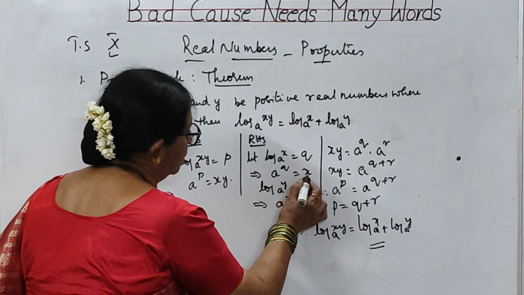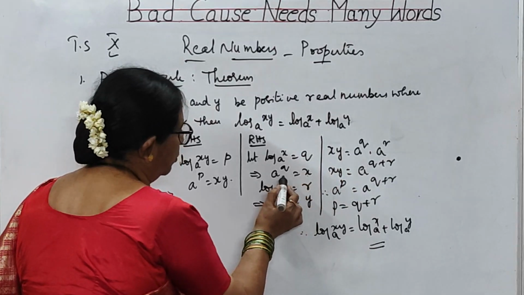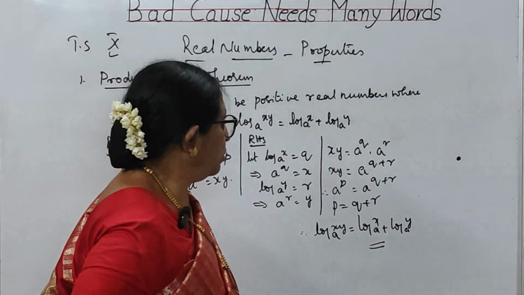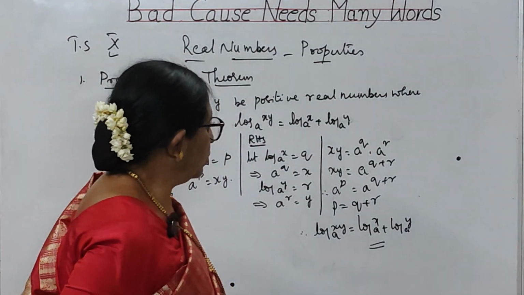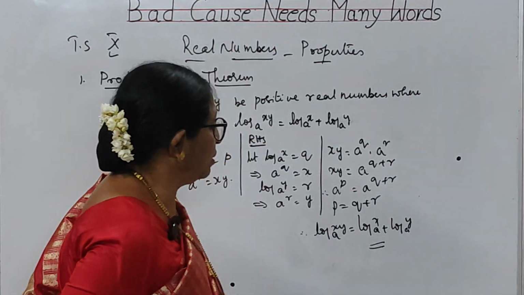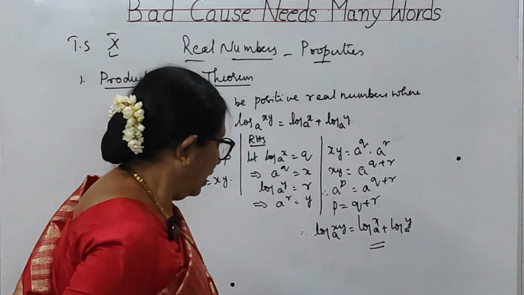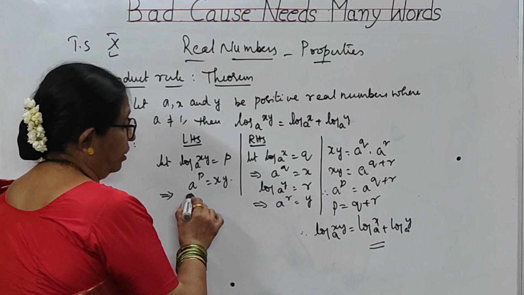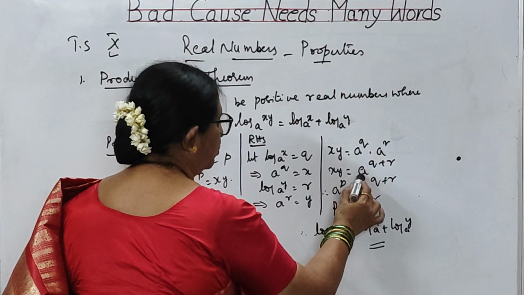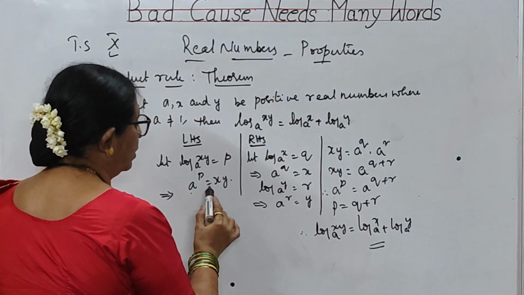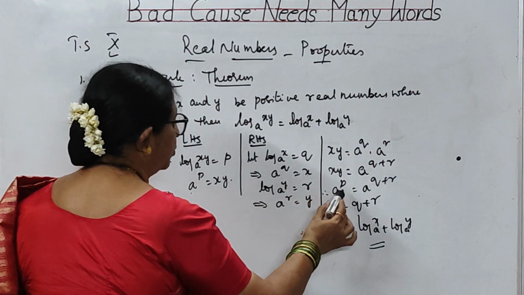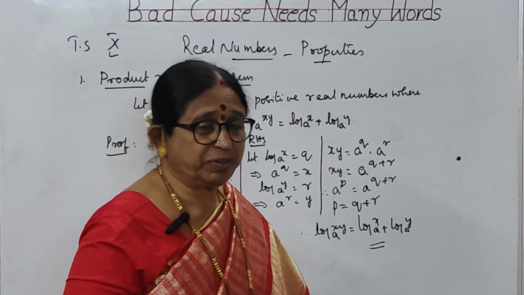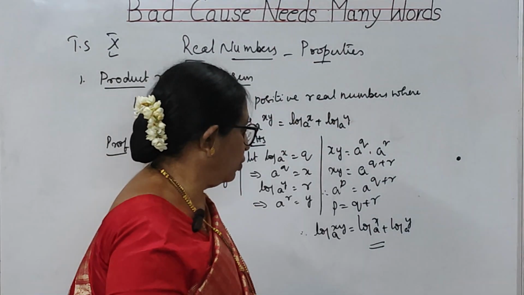So when you are multiplying this x into this y, a to the power of q into a to the power of r. When bases are the same and multiplied, powers should be added. So a to the power of q into a to the power of r can be written as a to the power of q plus r. And already we know that xy is equal to a to the power of p. Here xy is equal to a to the power of q plus r. That means these two are also equal. a to the power of p is a to the power of q plus r. When bases are the same and they are equal, powers are also equal. So p is equal to q plus r.